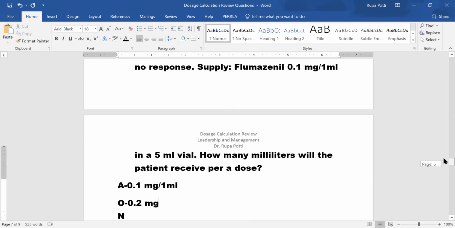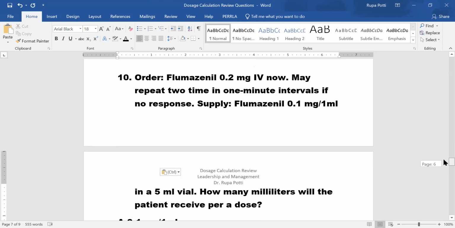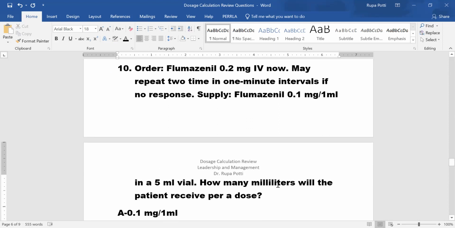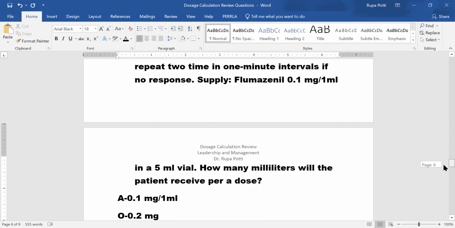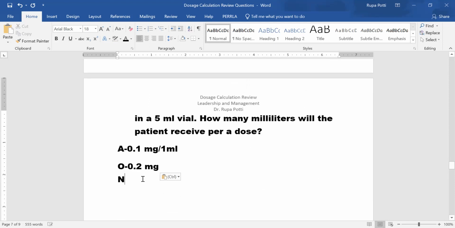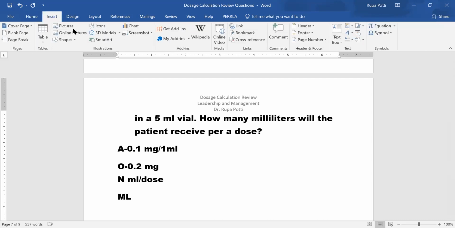And so what is it that you need? You need how many milliliters the patient will receive per dose. So you are looking at your ml per dose. So as I always said, you will start your problem with whatever you need. So you're going to be starting your problem with ml per dose.